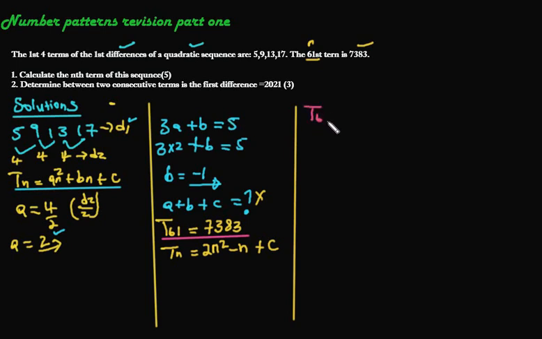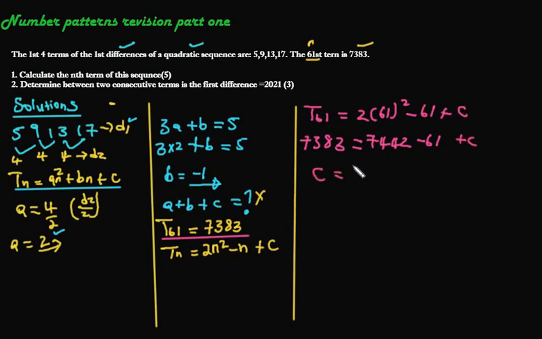So we say term number 61 is equal to 2 into 61 squared minus 61 plus C. Term number 61, the term in position 61, is 7,383. It is equal to, you will press your calculator and get 7,442 minus 61 plus C. Then you'll get your C as 2.